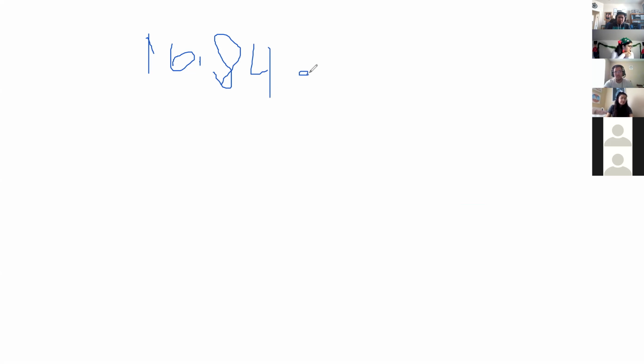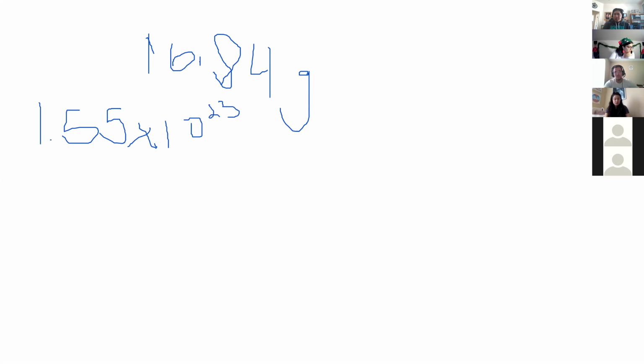So we have 16.84 grams, and we have 1.55 times 10 to the 23rd. So using this, what can we use to figure out what element we have? So we could use Avogadro's number to find out how many moles we have. Beautiful.